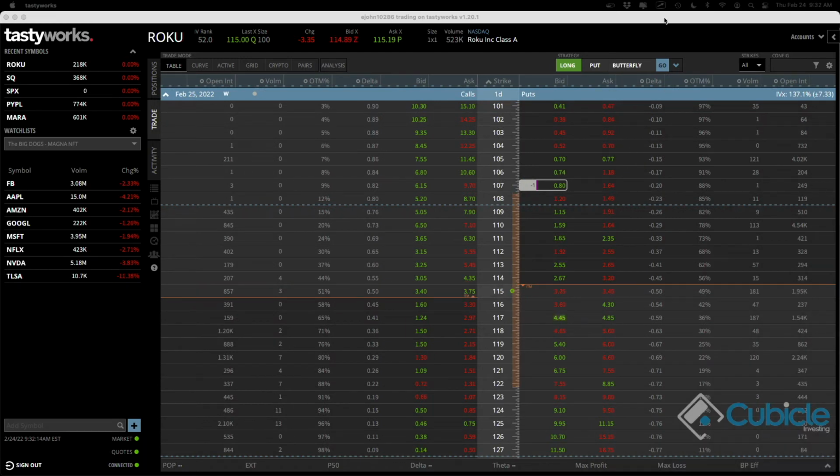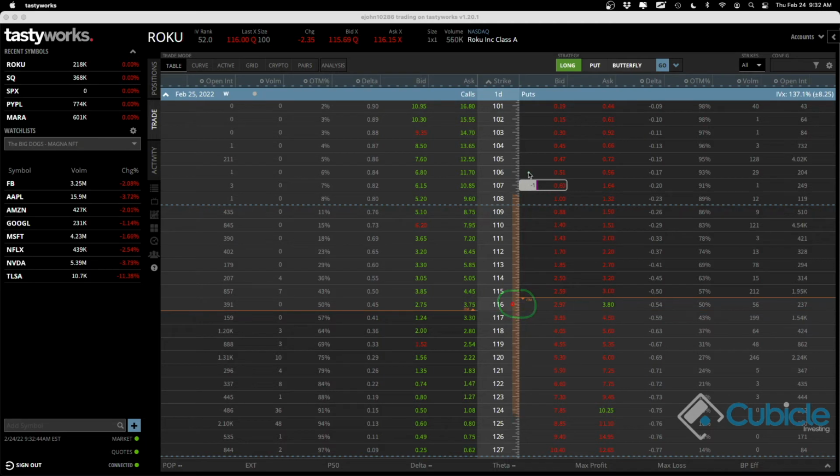All right, so today is Thursday, February the 24th. We're still tracking the Roku trade. As you can see here, the price of Roku, in spite of the fact that the market is on a major downturn because of the invasion of Ukraine by Russia. So in spite of that fact, Roku is still holding steady.